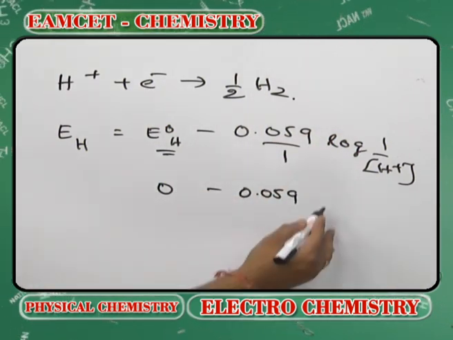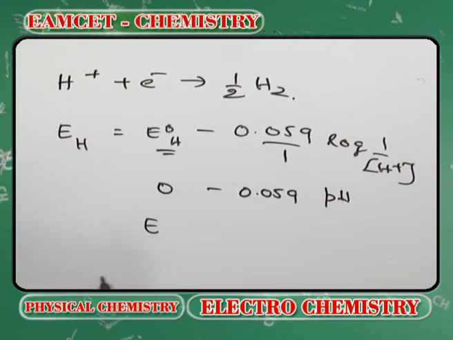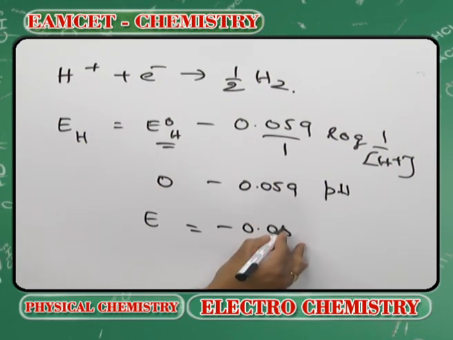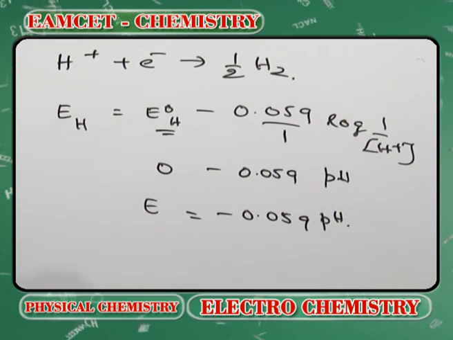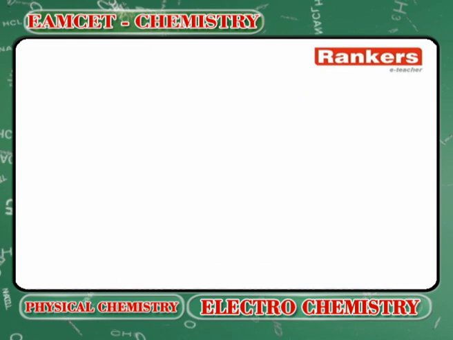Nothing but pH. So the potential of the hydrogen electrode in terms of pH value is minus 0.059 pH. Option 4 is the answer. Next.